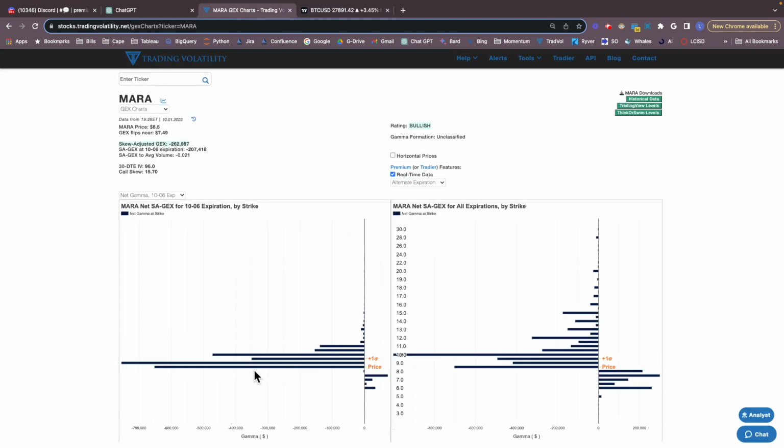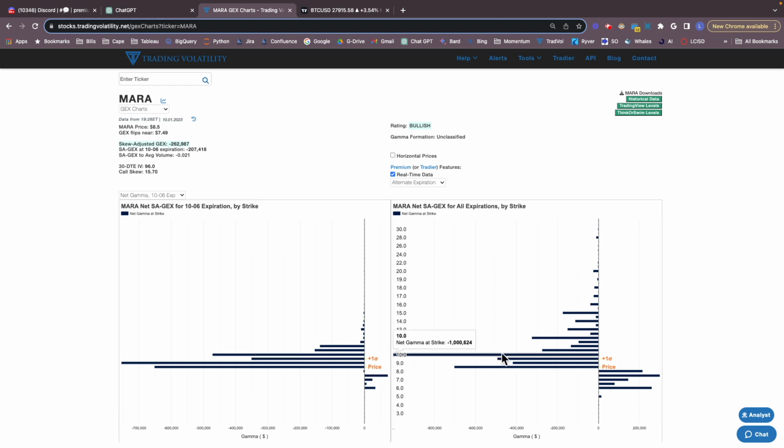So I'm looking at the Mara GEX levels, and what it looks like to me is that 850 support is going to hit $10, and it's probably going to sell off from $10. So I probably want to exit around $10 or anything above 950 because that's below the one standard move. You basically want to get short at that area. So if Mara gaps up tomorrow, I'm probably going to look to short it.